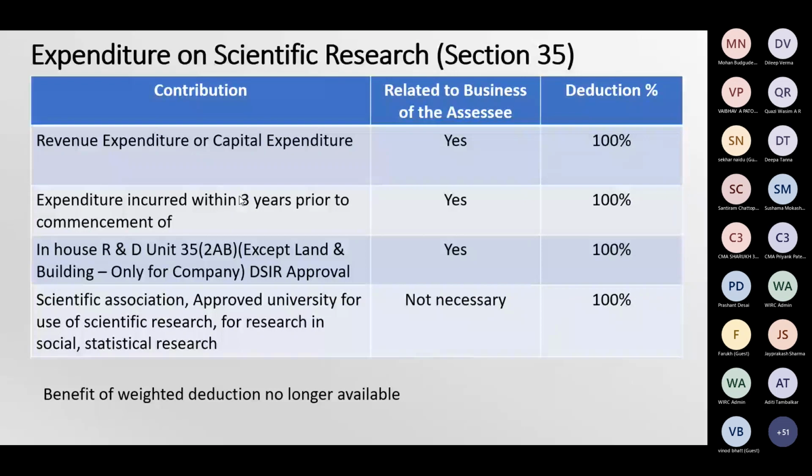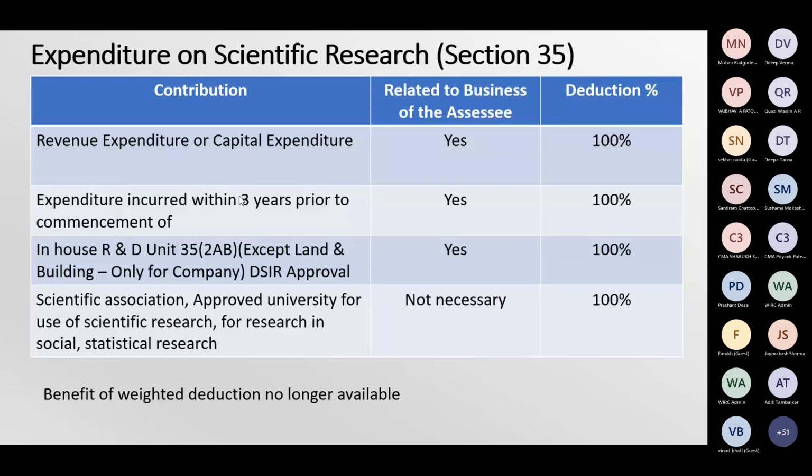Even when you are buying some assets, you should again ask the client what the purpose of these assets is and whether this is for scientific research. And again, it has to be tracked separately. As I said, the benefit of weighted deduction is no longer available.